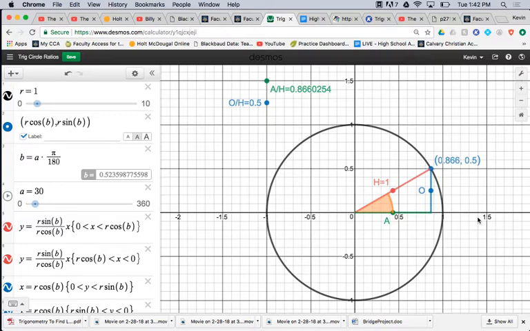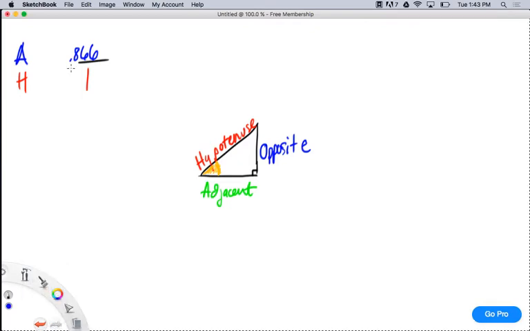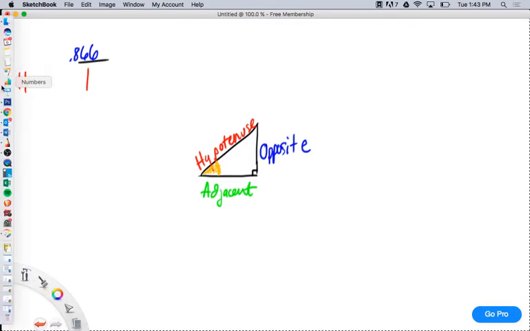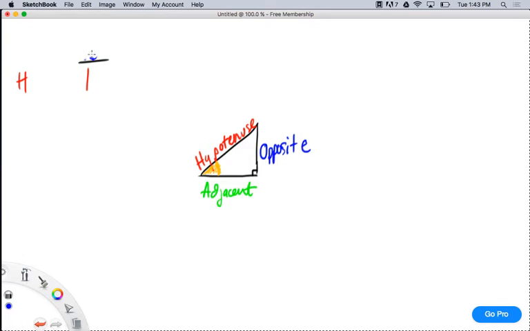Now, when the radius is just equal to 1, well, if my opposite side is 0.866 and my hypotenuse is 1, well, then my ratio of opposite over hypotenuse, oh, sorry, the opposite side here is 0.5. Sorry about that, guys. You don't have to even take this down. I just want you to watch. The ratio of opposite over hypotenuse is 0.5 over 1, which is just 0.5. See? So the ratio of opposite over hypotenuse is just the same thing as the length of the side.